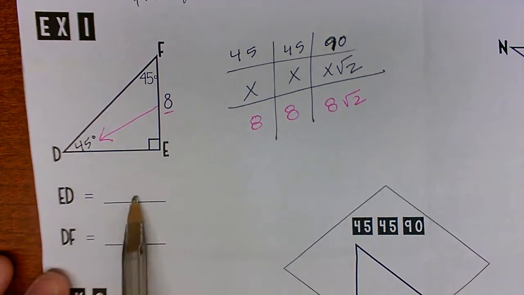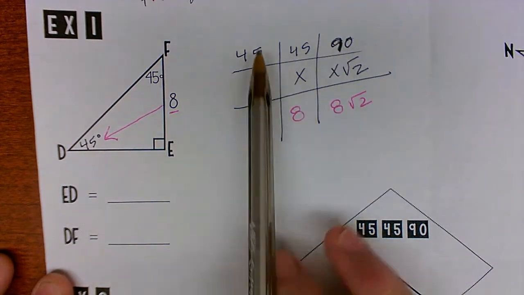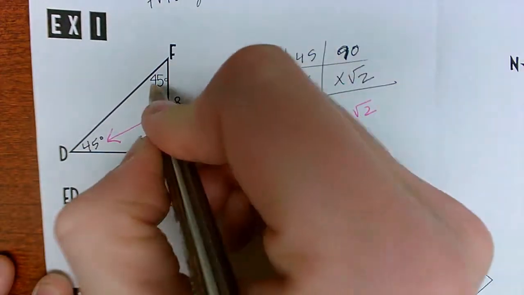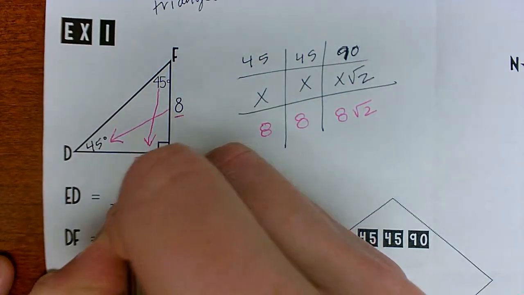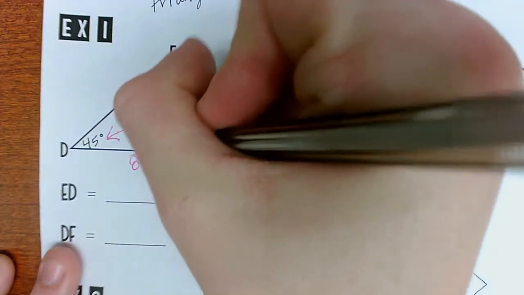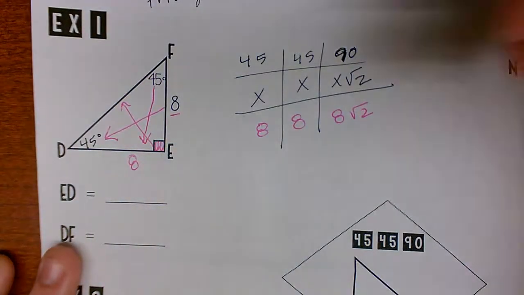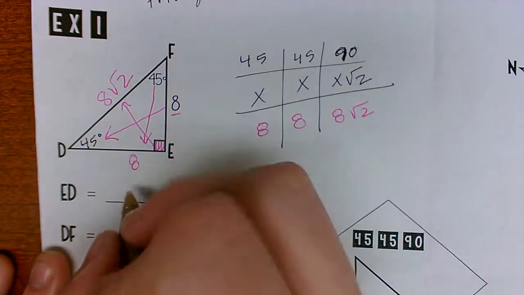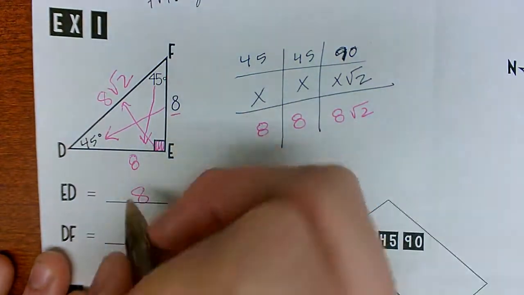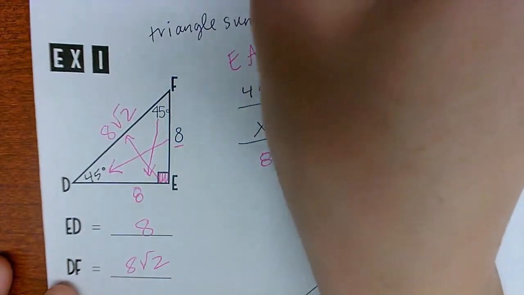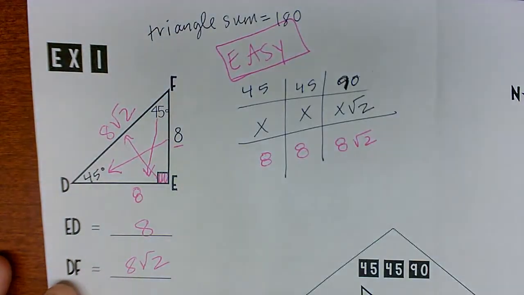To figure out which one would go with which, I again just use my columns here. Across from 45s are 8. I already have that one, and then I can go straight across and get my other one. And then I know my hypotenuse, or my side across from 90, if I just follow straight down, is going to be 8 square root of 2. So ED, which is the side here, would be 8, and DF would be 8 square root of 2. So this is our easy example here.